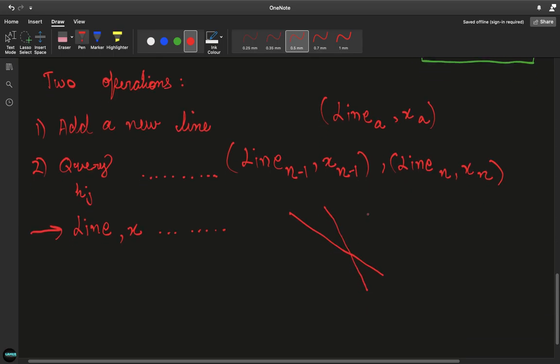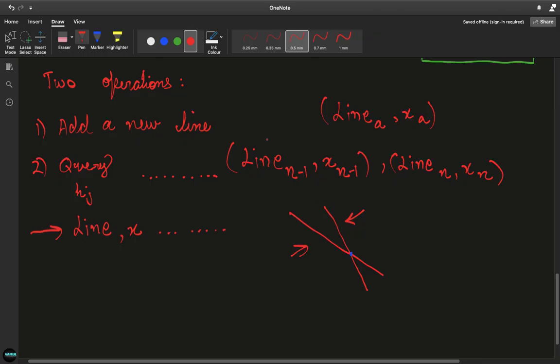Well, so let's say this is the last line and this is the second last line. We know their point of intersection, which is this. And now, what we basically need to check is whether the new line is more useful than our last line or not. The only case when it will be more useful is when the intersection of the new line with the last line is before the point where this last line intersects with the second last line.